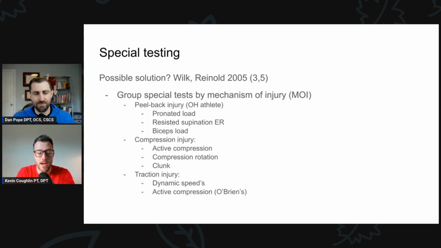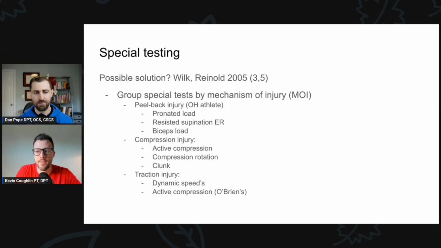So rather than just throw a bunch of SLAP special tests at everybody, have a few that you use based on the mechanism of injury. So if you have a pitcher, someone coming in with a potential peel back injury, again, that's that horizontal abduction at 90 degrees and then end range external rotation. Maybe with that type of person, we're doing a pronated biceps load test. So that's your regular biceps load, and then you pronate the person just to put the biceps on a little more stretch. A resisted supination external rotation test and a regular biceps load test. So in all of these, you're replicating that peel back mechanism.